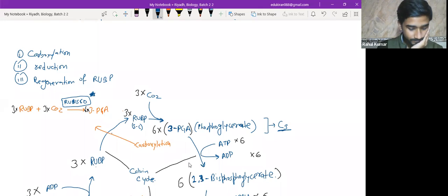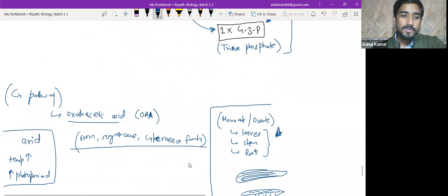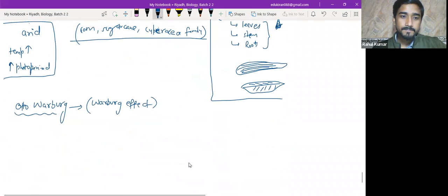Now write down, Rubisco is a bifunctional enzyme. Write down, this is also asked. That's why I told you. Rubisco is a bifunctional enzyme.